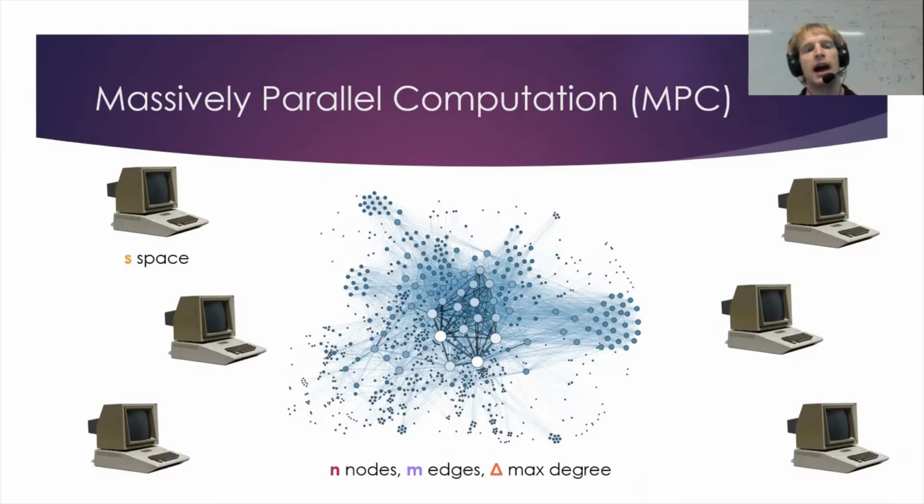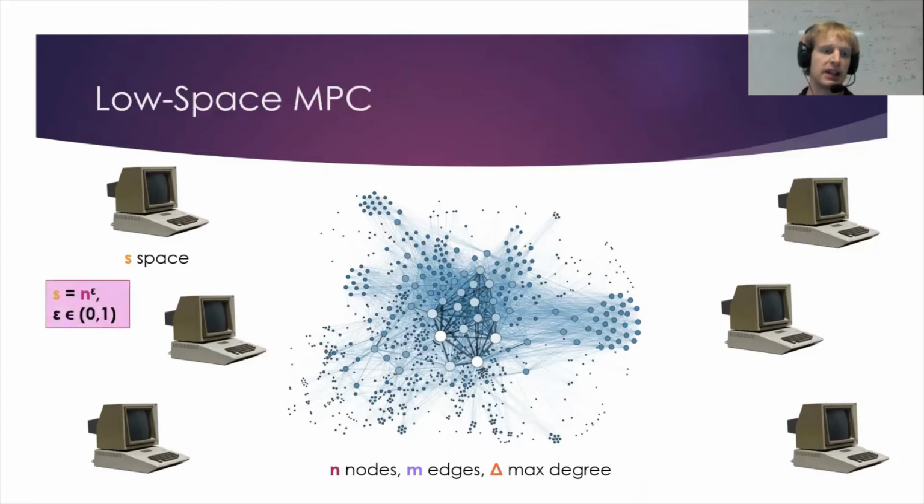And actually, we're looking at the low-space MPC model, which is the more restrictive variant, where this space-bound S is sublinear in the number of nodes in the input graph. So we can't even store a list of all the nodes of the input graph on one machine. The space-bound is n^ε for some arbitrarily small positive constant ε.